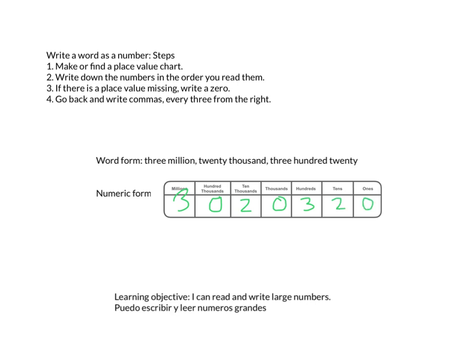Go back and write commas every 3 from the right. 1, 2, 3, comma. 1, 2, 3, comma. Okay. So now my number looks like this: 3 million, no 100,000s, 20,000, comma, 320.